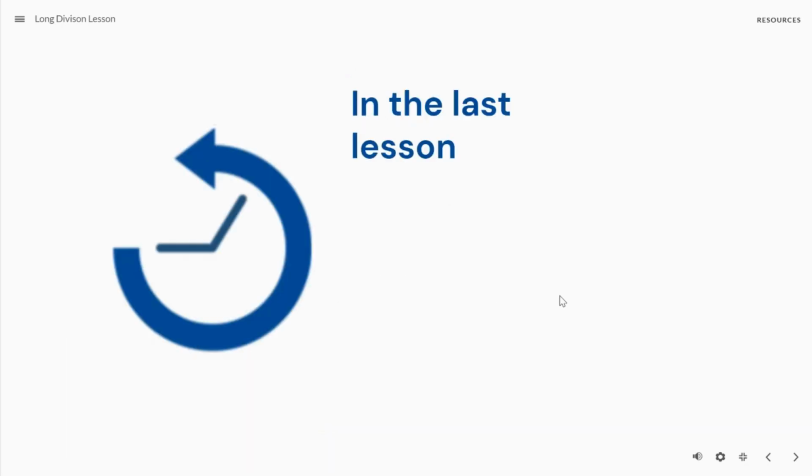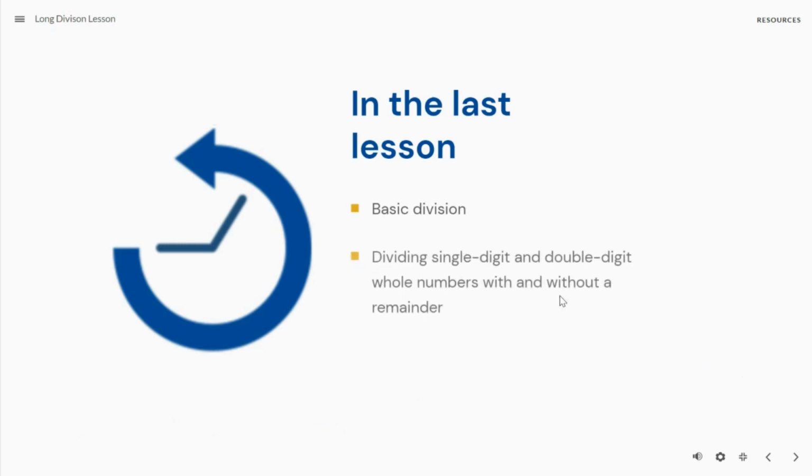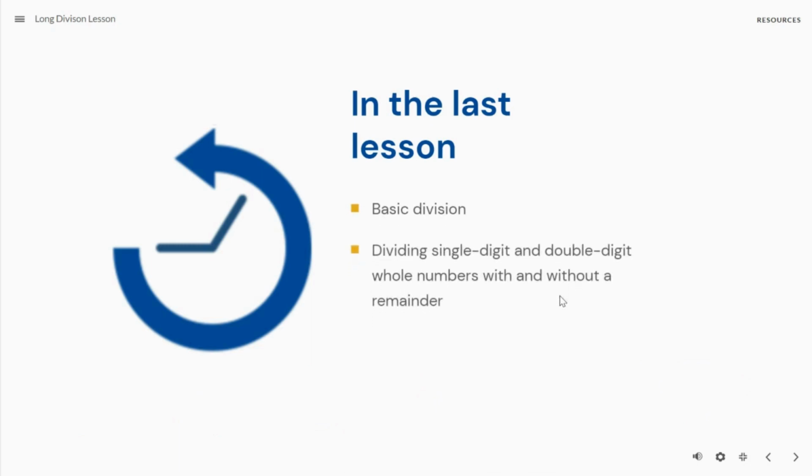In the last lesson, we looked at basic division, dividing single-digit and double-digit whole numbers with and without a remainder, and labeling the parts of a division problem.